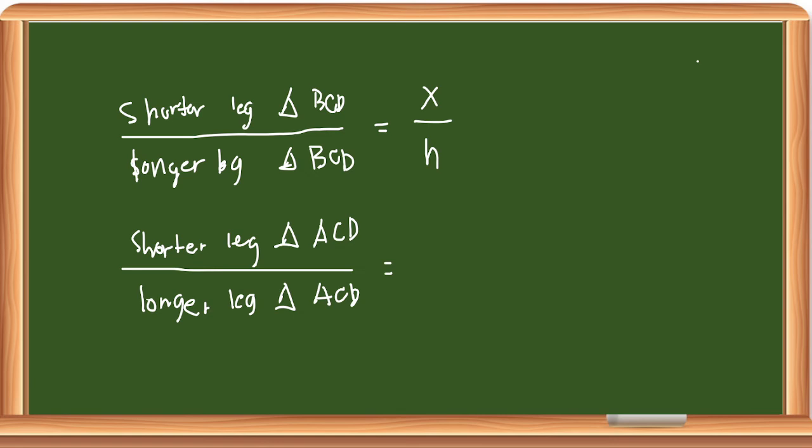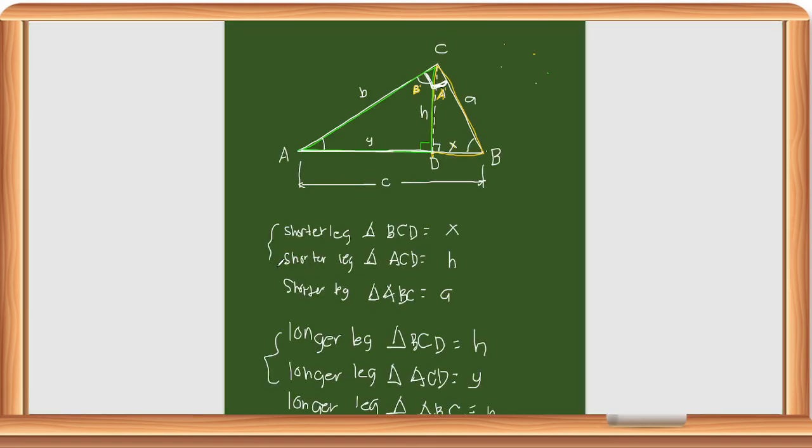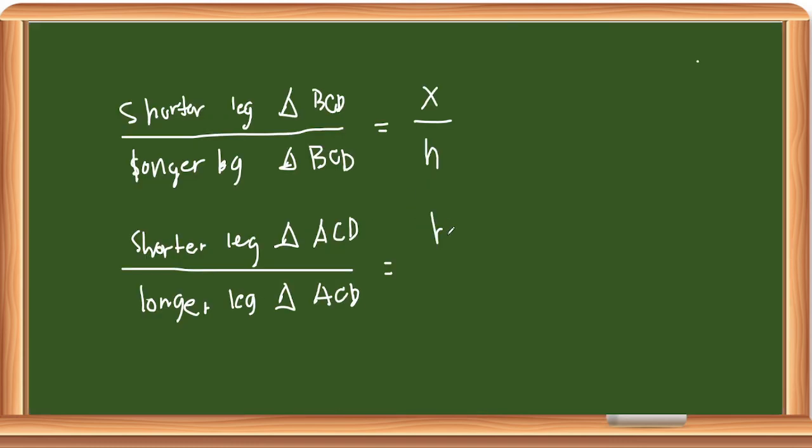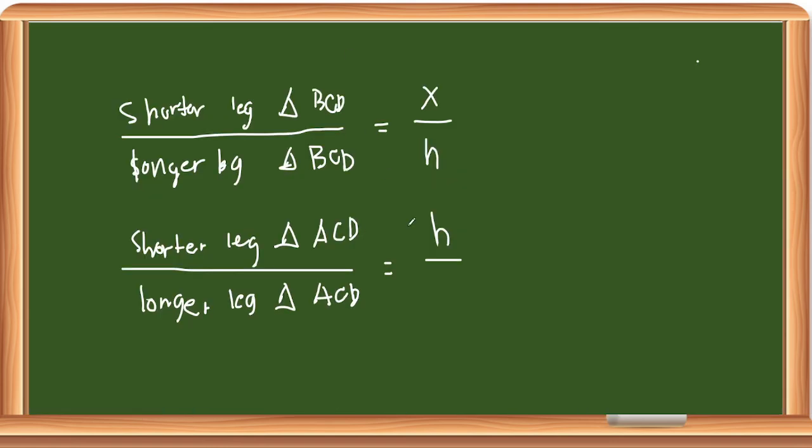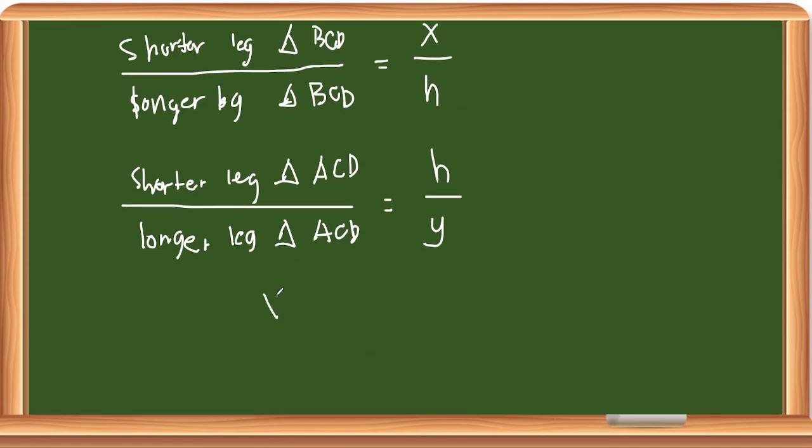So the shorter leg of ACD, that's H. So let's put H here. And over the longer leg of triangle ACD, the longer leg would be Y. Okay, so Y. Ganyan. Since they are similar triangles, that means these two ratios are equal. We can say that X over H is equal to, proportion sila eh. So the ratio must be equal. X over H would be equal to H over Y.